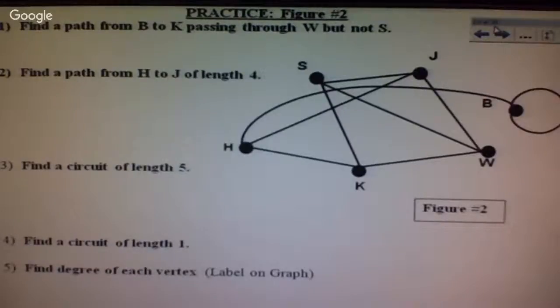You want to go from B to W? There's no line that goes from B to W though. You can't go through lines that aren't there. You can go from B to H, and then H to J, and then J to W, and then W to K. See, it doesn't go through S. I thought you were just trying to go straight from B to W. You don't want to touch S at all. Not touch the dot. The dot.